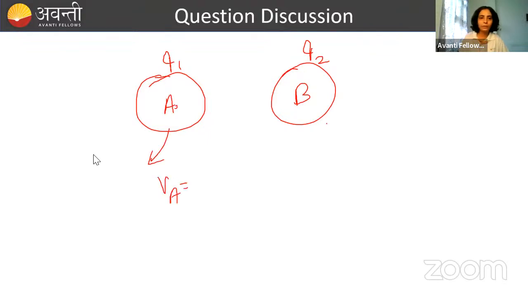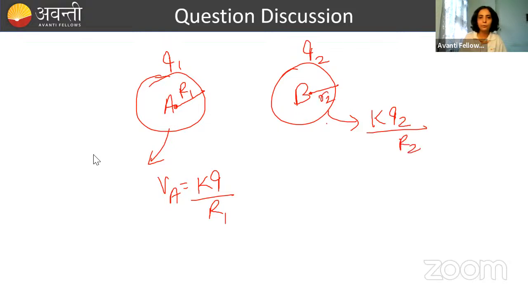If you are going to write the potential of A, if its radius is R1, you all know the formula of potential for a sphere on the surface, that is K into charge divided by radius. Similarly, potential on the surface of B will be how much? KQ2 by R2, if its radius is R2. Now their potentials are different. One's potential is VA, another is VB. Now what we are doing, we are connecting them together.